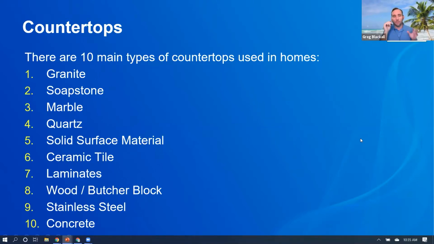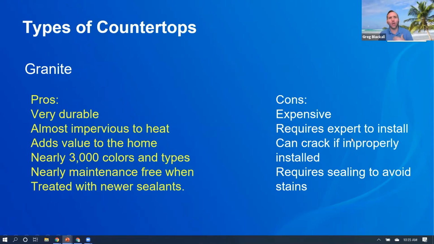So we're going to talk about these 10 types because some of them are newer things that you're going to see. Some of them are very old and things that we don't see as much, but we want to have that baseline knowledge. So we'll start with granite, because granite is the one that we hear the most and we feel like we know the most about.